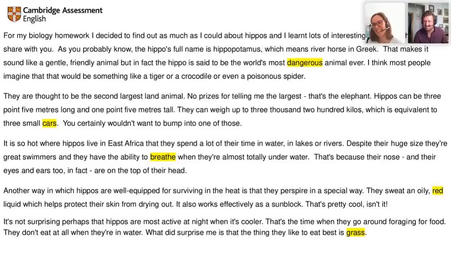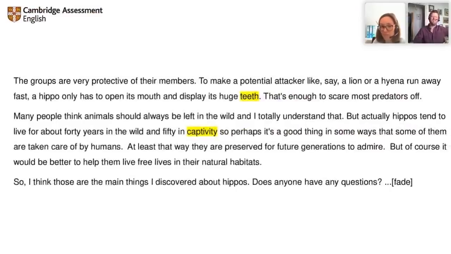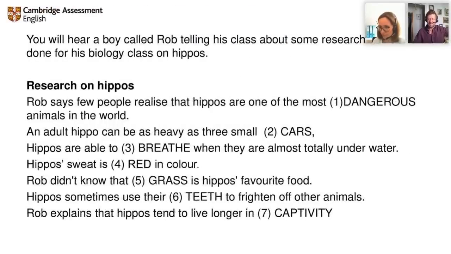Number 1, dangerous. Most of us got that. Number 2, cars. Some people said elephants. We had that last time. But how small an elephant? I said maybe a medium-sized elephant. Breathe, when they're almost totally underwater. Red, a couple of people got red for the sweat. That's a tricky one. Their favorite food is grass, apparently. Huge teeth. They use their teeth to scare people away, which are very scary teeth. And captivity. So, yeah, we got all of the answers to those, nearly all of them, before we listened. So it's not a very useful task at all.